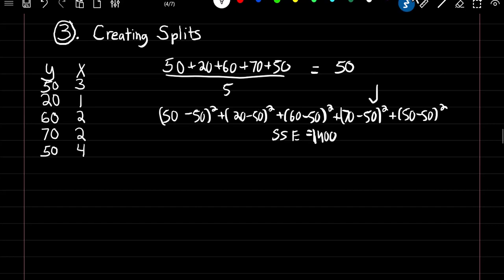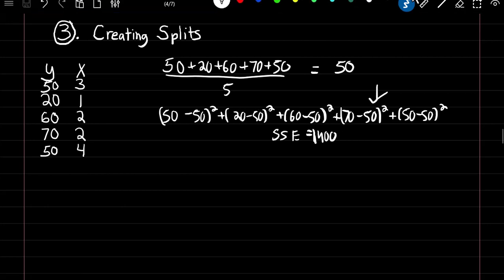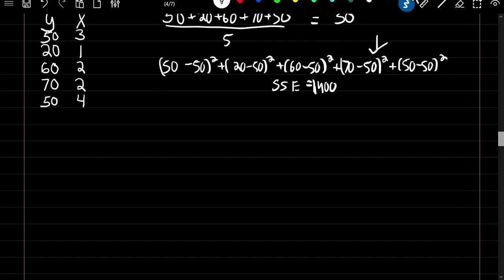So the reason 50 was used is when we're using regression trees, we're going to take the mean of our observations in that individual branch or leaf, and that's going to be our predicted value. So that'll make more sense once we actually start building the trees. But for here, our y-bar is going to be equal to our predicted value. So that's why we're using 50. So our original sum of squared error is 1400.